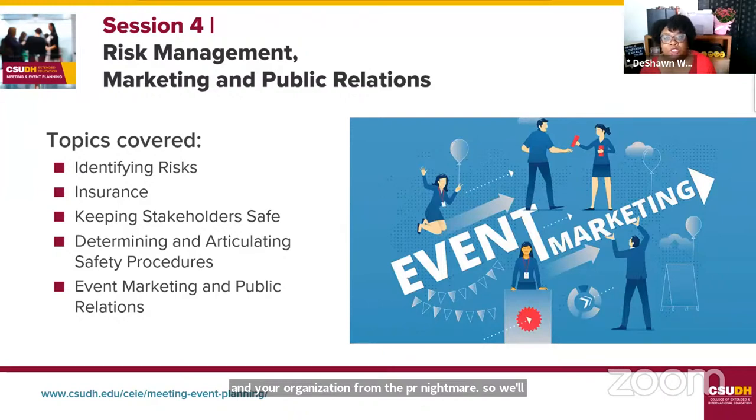And the other thing is, you can have the greatest risk management plan in the world, but it doesn't always save you from actually having a mishap at one of your events. So we'll talk about what happens then. What do you do afterwards? How do you bounce back from a bad press event? Those are all the things that will be covered in session four.